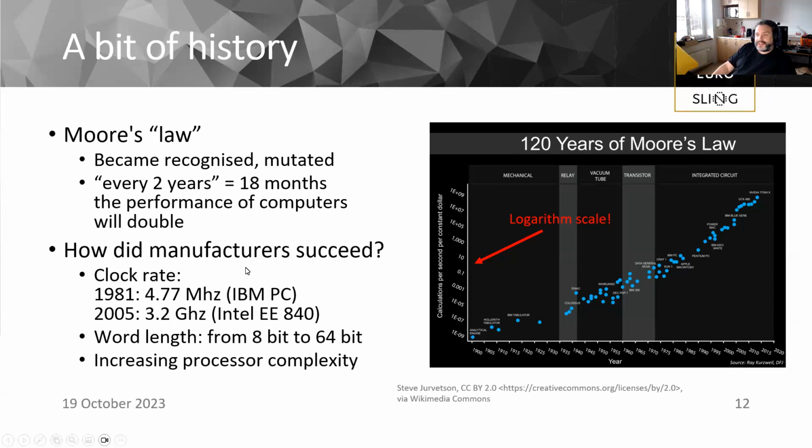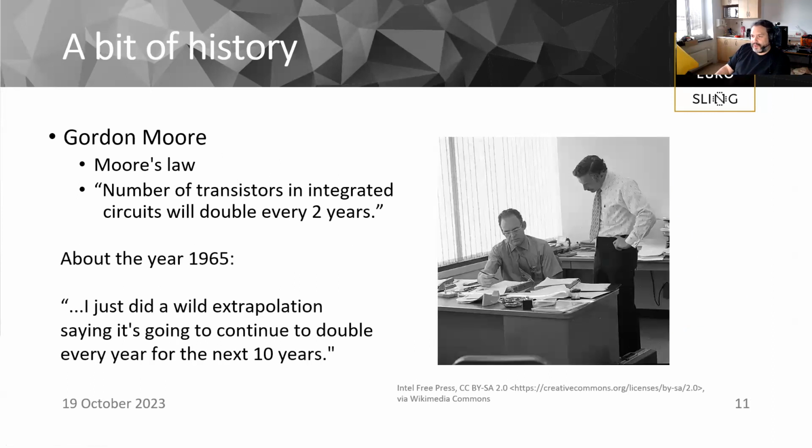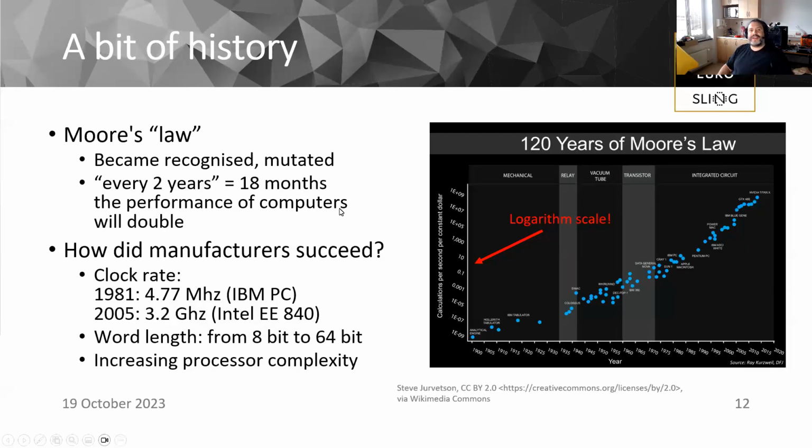So, what did manufacturers basically do? As we said, if you go back here, you have one computing unit, one processor in each computer. And what did they do to actually improve this speed at such breakneck speed?